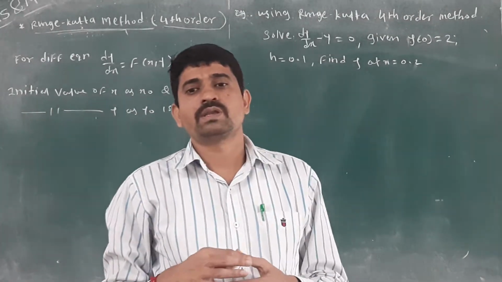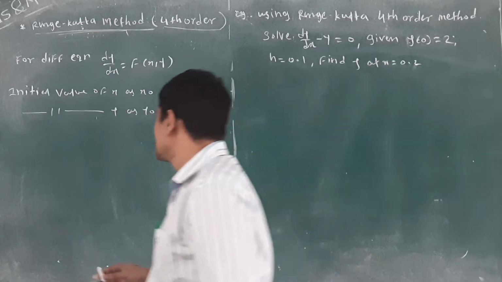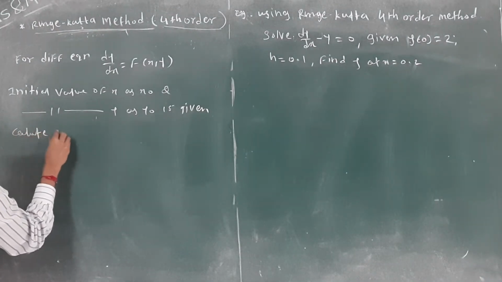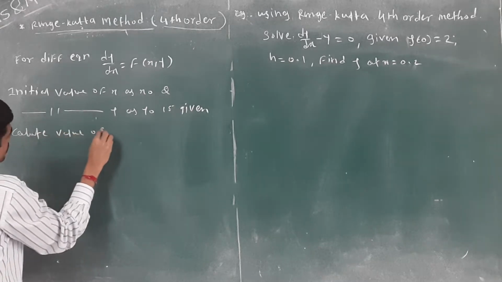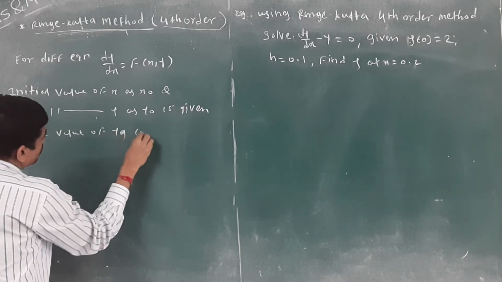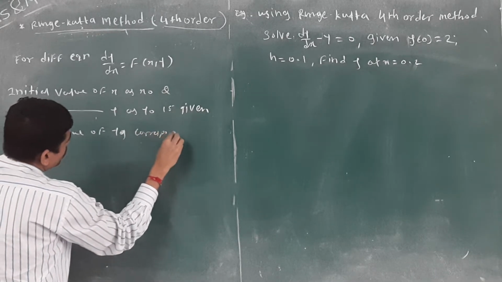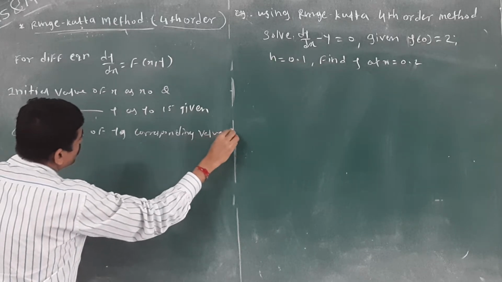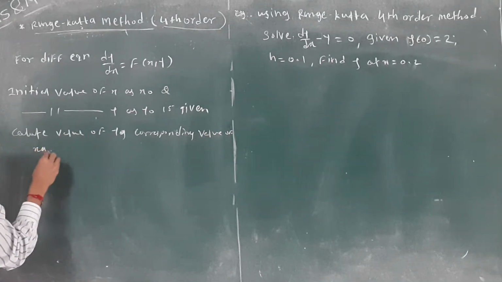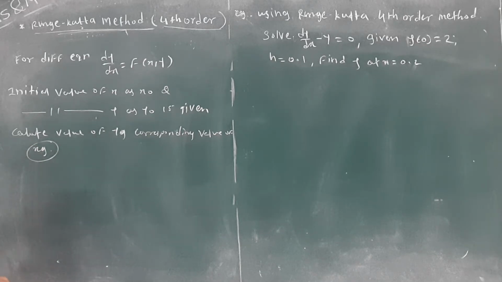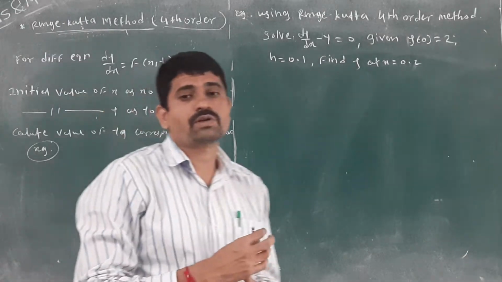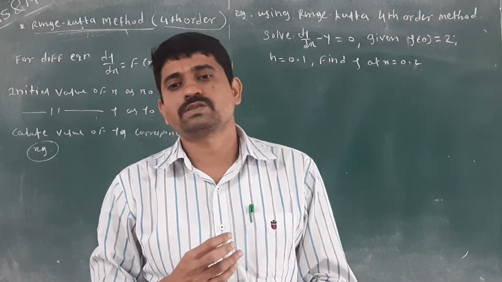Then what we will do? Then we want to calculate the value of yg corresponding to the value of xg. This xg value is given. This type of numerical we want to solve with the help of the Runge-Kutta fourth order method. Then how to solve this numerical?